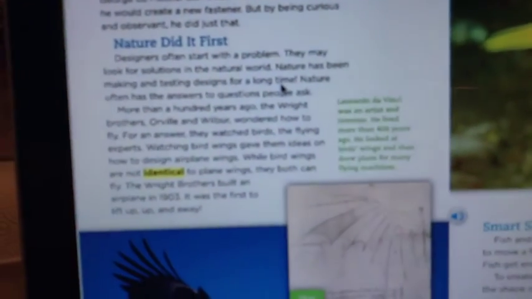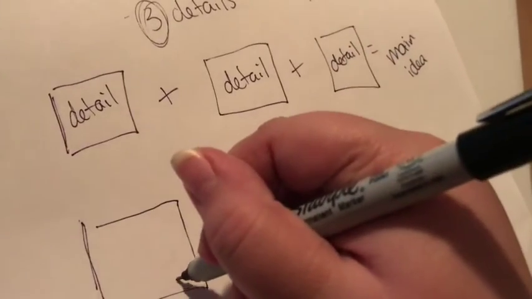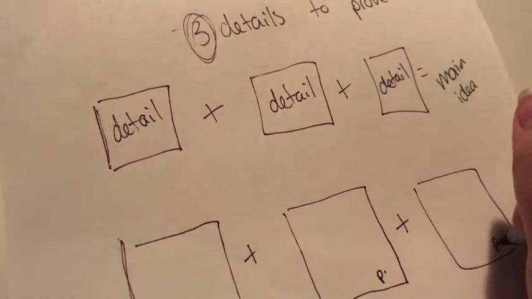So let's talk about some details here. Pause the video for a minute so you can work on coming up with 3 main details from that Nature Did It First paragraph. And if you don't know what I'm talking about, it is right there. This paragraph, this is what we're talking about, this section, Nature Did It First. It's on page 260, as I said before. So pause the video for a minute to come up with your 3 details. And yes, you know Miss Tam likes page numbers. Add them, please.